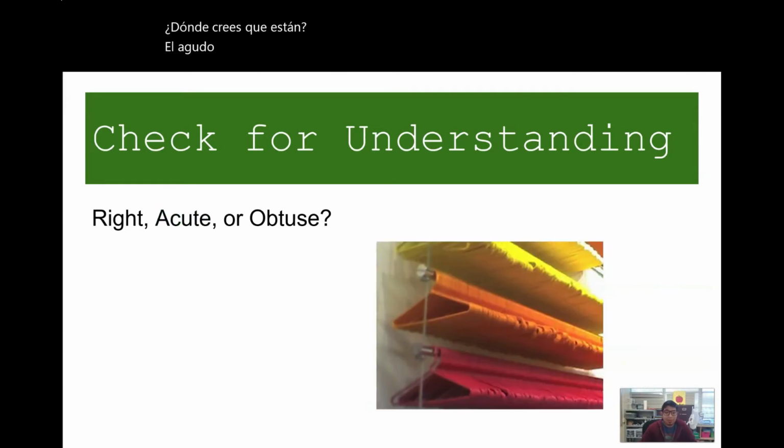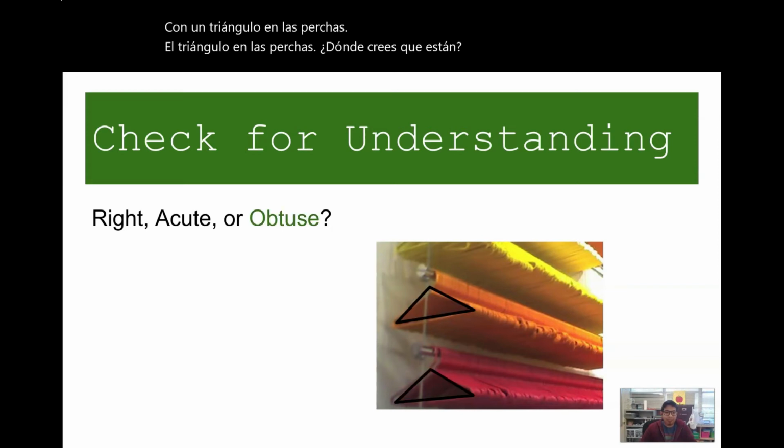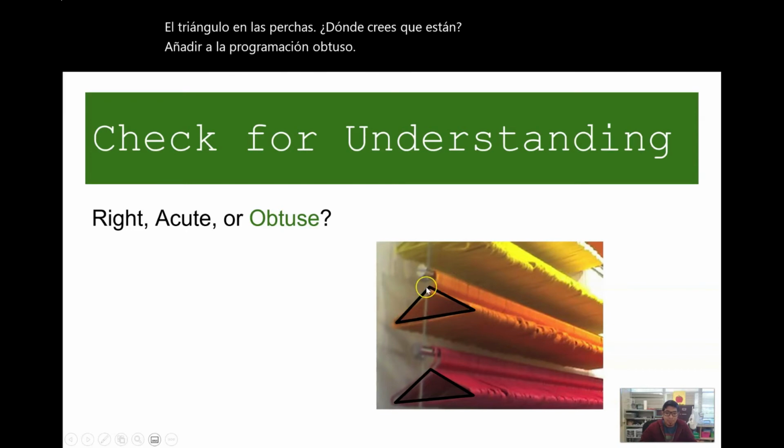Excellent. Ooh, the triangle in the hangers. What do you think they are? Obtuse. Good job. Look at that, that's a big obtuse angle right there.